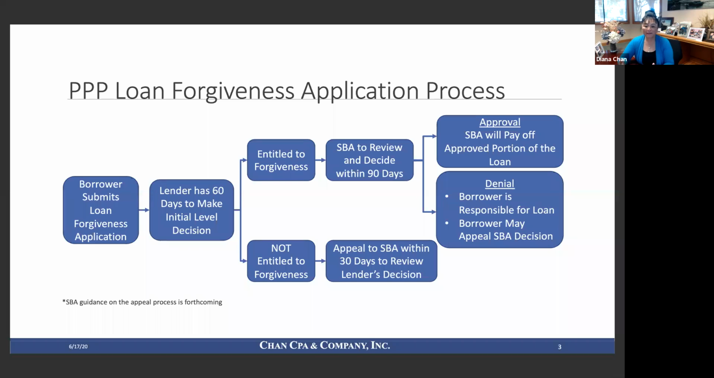And remember that this loan is at a discounted rate. So the good news is, even if the loan is not approved, you will be paying a 1% interest rate on this loan for either a 2-year period of time or a 5-year period of time.